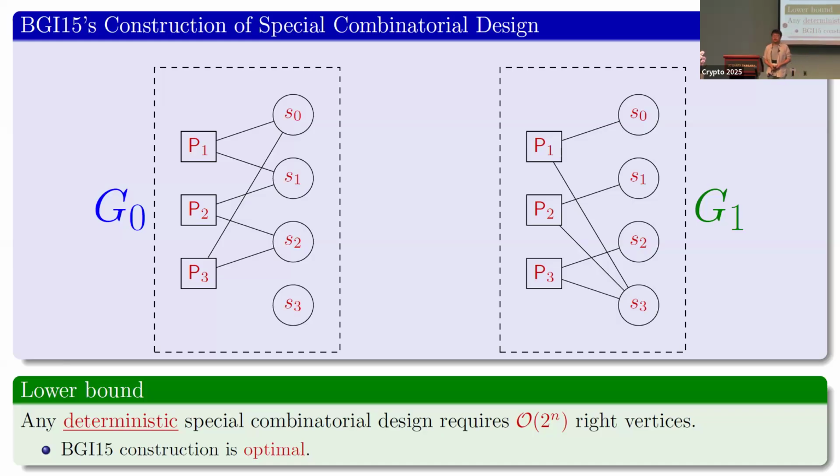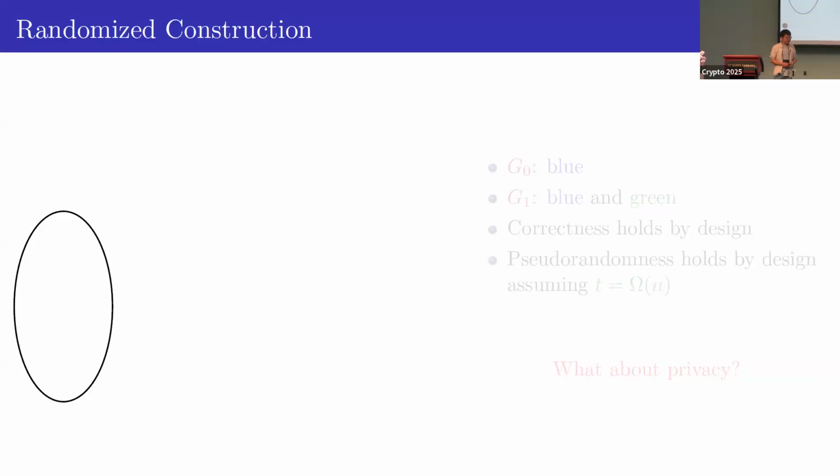And our first result is a lower bound showing that if you are insisting on a deterministic construction of this special combinatorial design, the size of this graph has to grow exponentially in the number of parties. And in that sense, the BGI 15 construction is optimal. So I won't go into this lower bound result and refer you to the paper for it. Now, in order to bypass this strong lower bound, the natural idea is that we're going into randomized constructions.